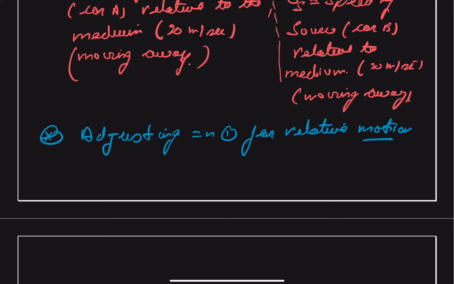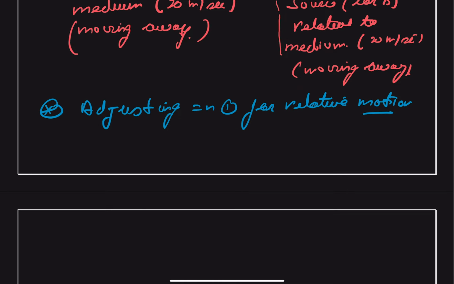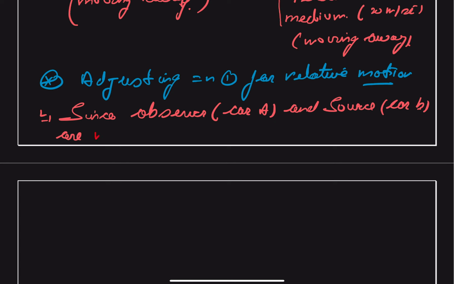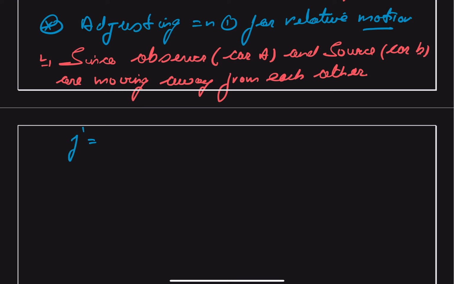So since observer, that is car A, and the source, that is car B, are moving away from each other, therefore we can write that our f prime will be equal to f, and this becomes v minus v naught divided by v plus vs.